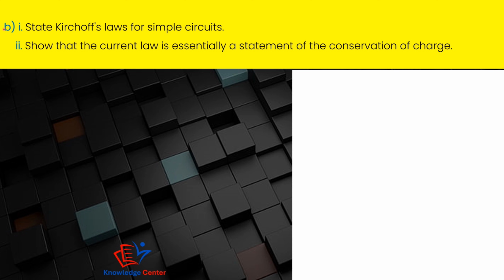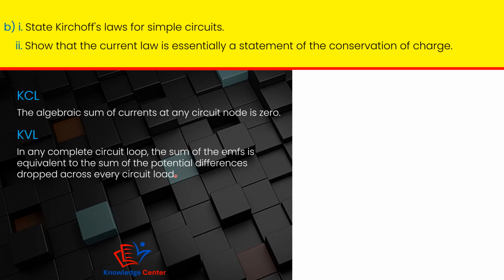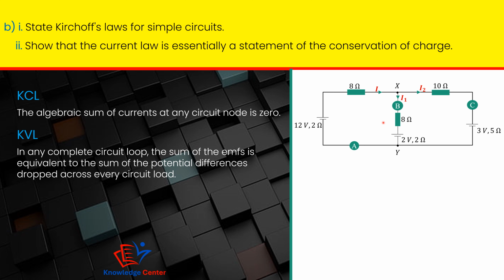Alright, so B says state Kirchhoff's laws for simple circuits. Well, that's basically the two Kirchhoff's laws, the current law and the voltage law. For the current law, you basically have the algebraic sum of currents at any circuit node is 0, okay? And then for the voltage law, in any complete circuit loop, the sum of the EMFs is equivalent to the sum of the potential differences dropped across every circuit load, right? And you go ahead and then you show that the current law is essentially a statement of the conservation of charge. Okay, let's look at the circuit that we already have in this particular problem.